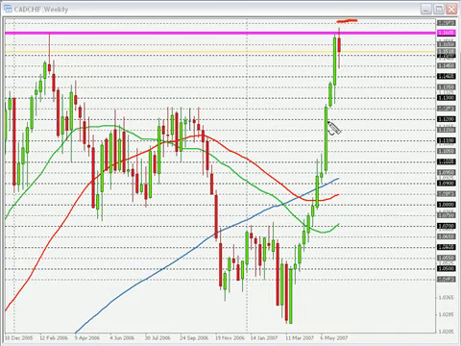And once this level is broken, I will resume looking for long entries on this currency pair. But for the time being, I'm just staying out of the market.